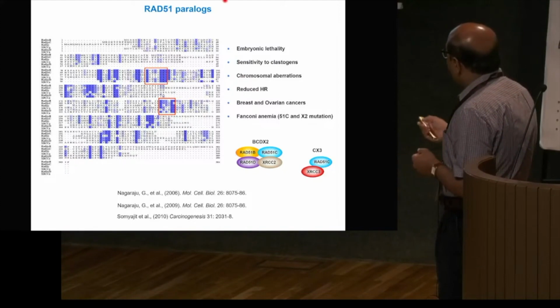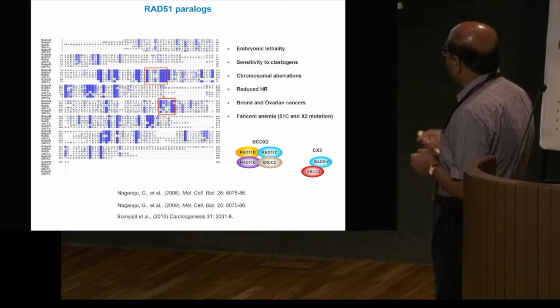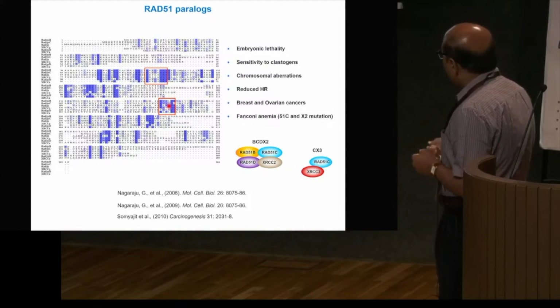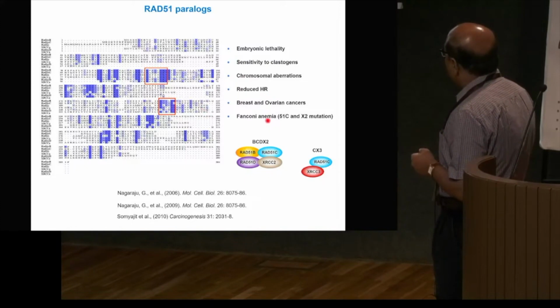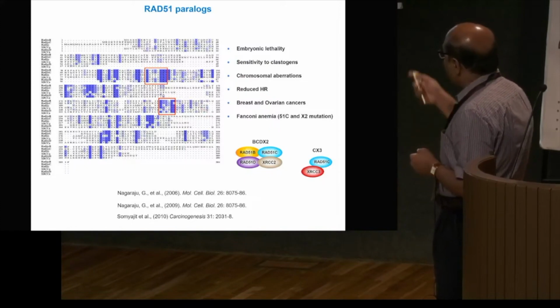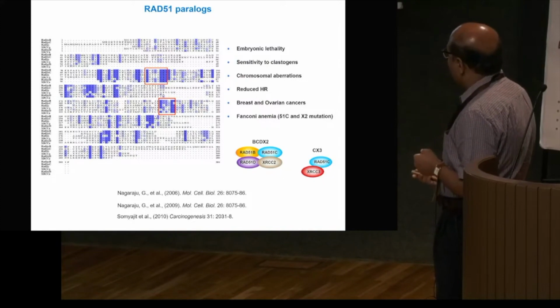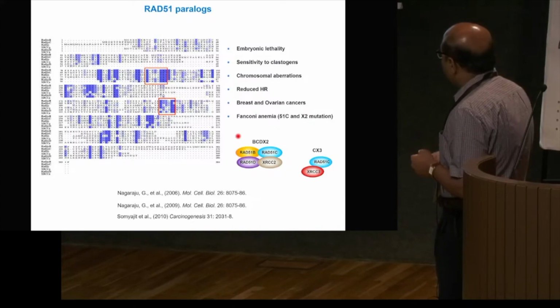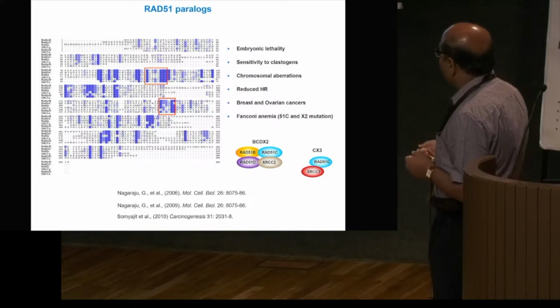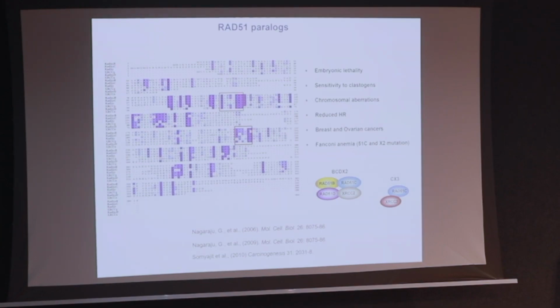Germline mutations in the paralogs are also known, in recent times, to cause breast as well as ovarian cancer in females. Two of the paralog mutations, RAD51C as well as XRCC2, lead to Fanconi anemia. Biochemical studies from a couple of groups show that these paralogs exist majorly in two complexes: one is BCDX2 and the other is the CX3 complex.